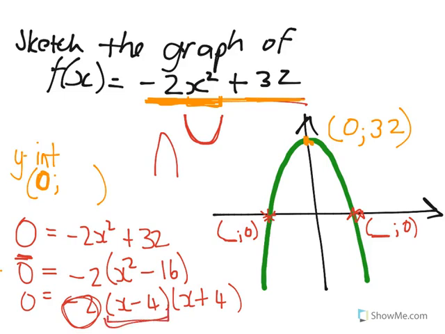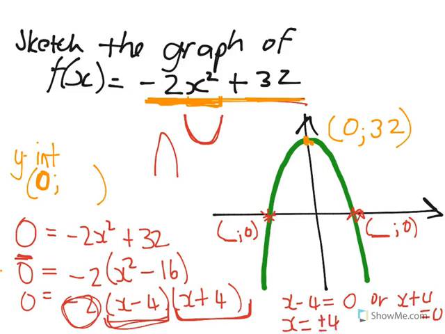So the null factor property is going to tell us that one of those two must be equal to 0. So either x minus 4 must be equal to 0, or x plus 4 must be equal to 0, which would mean that either x is equal to positive 4 or negative 4. So x is positive 4 or negative 4. Obviously, this would be the negative 4, and that would be the positive 4. And voila, you have sketched your graph.